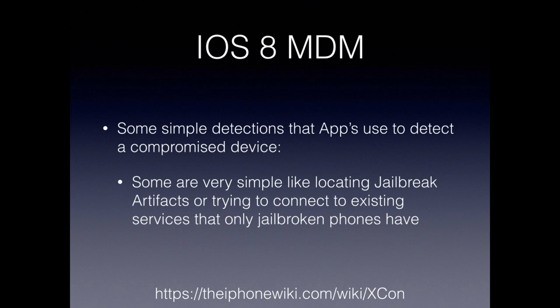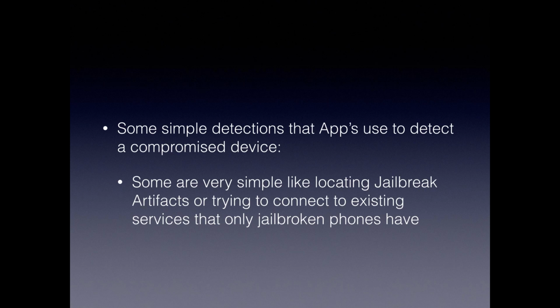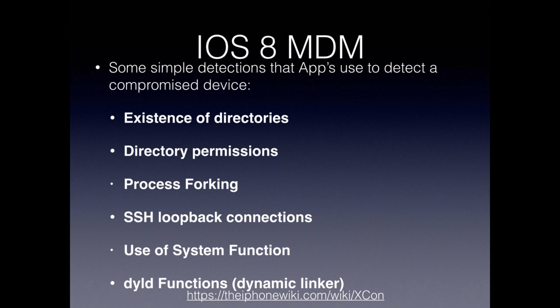There are some simple detections that apps actually use to detect the presence of a jailbreak. Some are very simple, like locating the jailbreak artifacts or trying to connect to an existing service that only a jailbroken phone would have. The most popular techniques are listed right here. The first one is the existence of directories. Some apps like to look for certain paths, like /Applications/Cydia.app or /private/var/stash, among a handful of others.